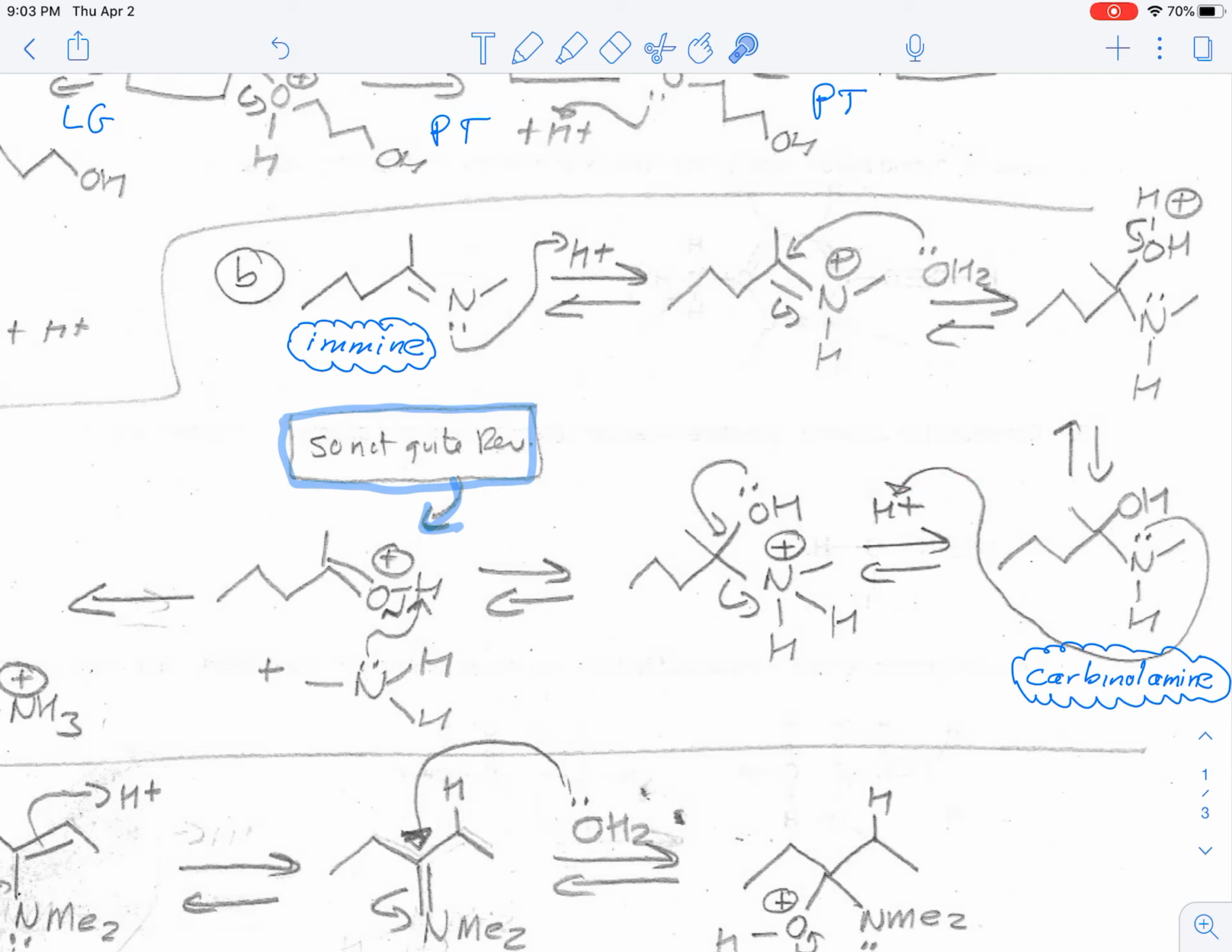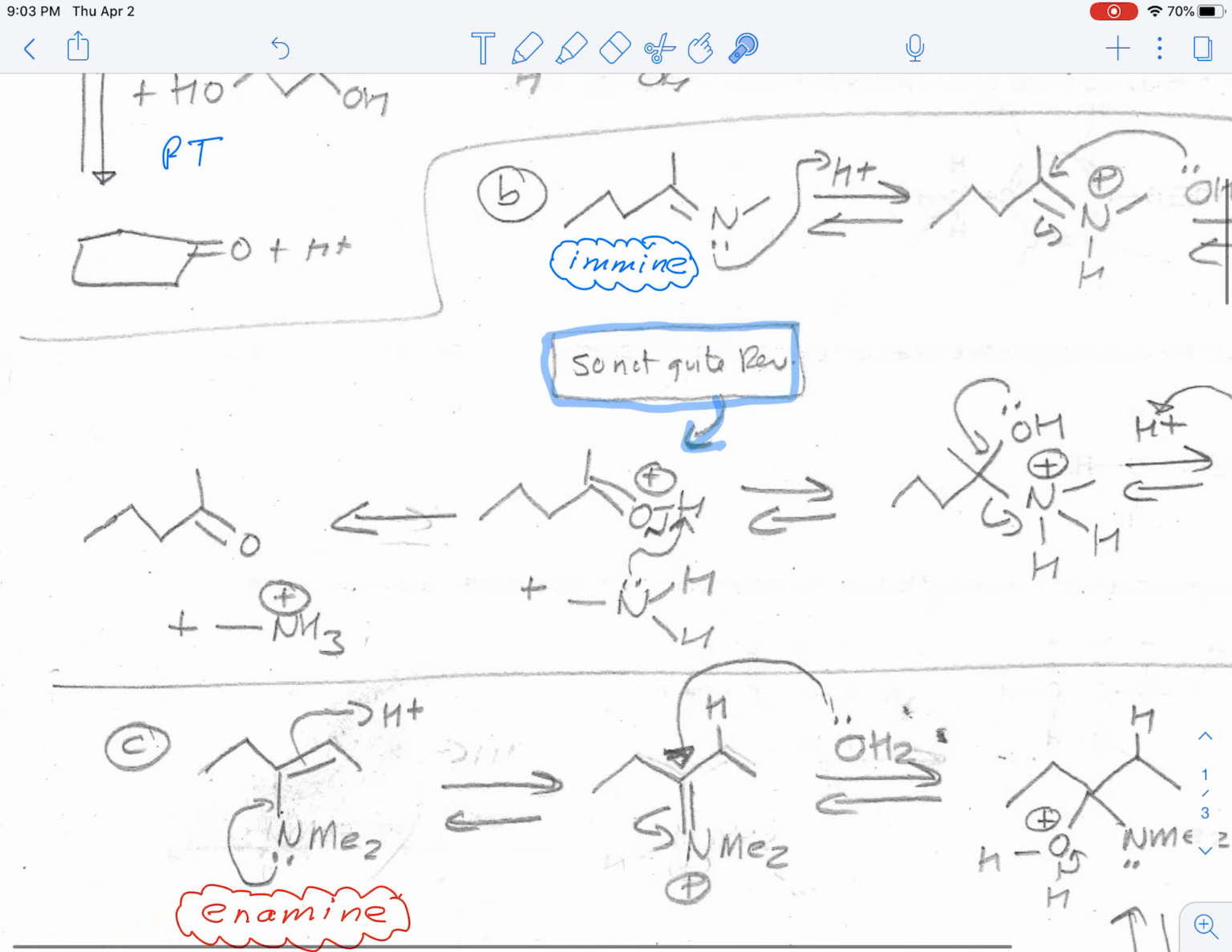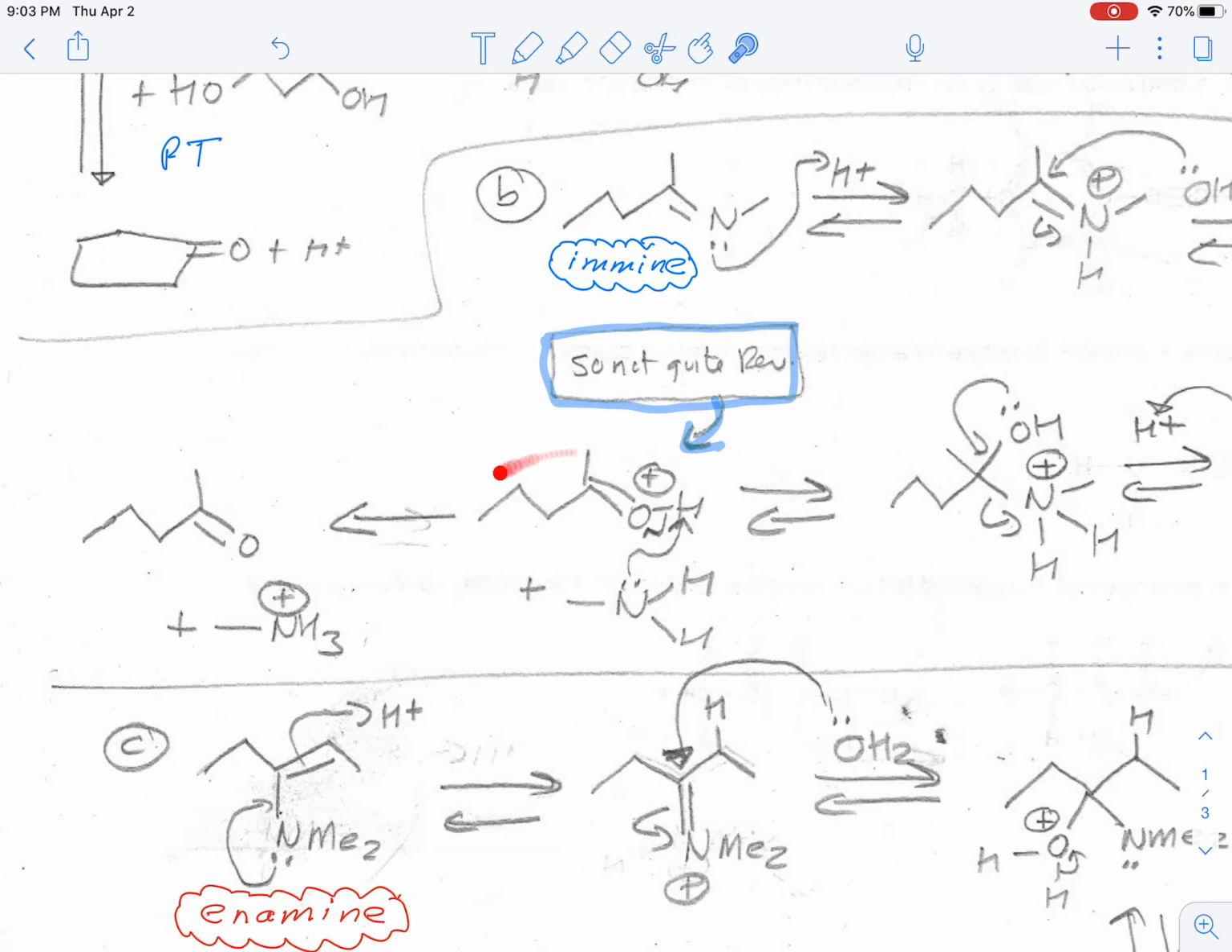So now we need to get rid of this nitrogen group, and we're going to do it by making it a better leaving group, by doing a proton transfer. And now in a step that should look pretty familiar, the leaving group leaves, the lone pair on oxygen moves in, and we get, again, the conjugate acid of the carbonyl compound.